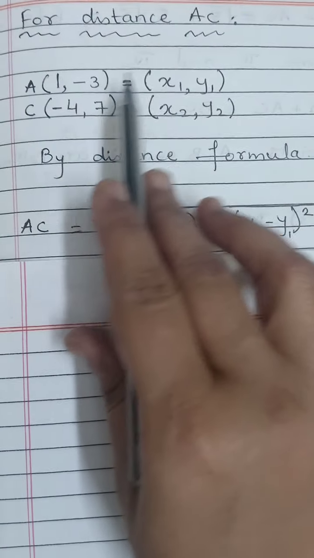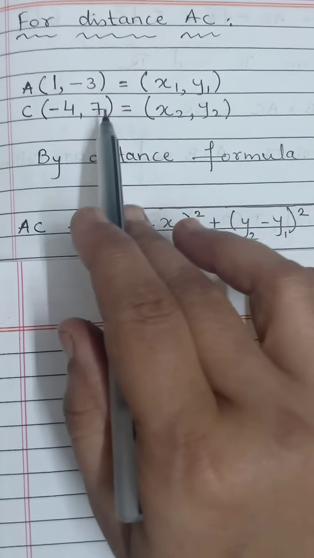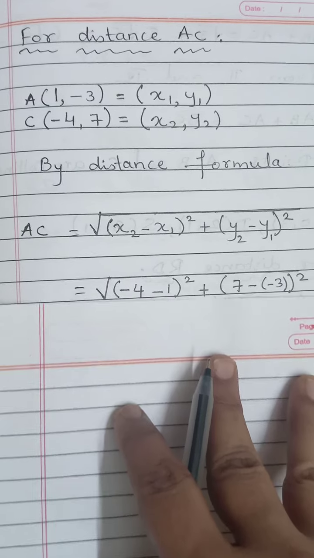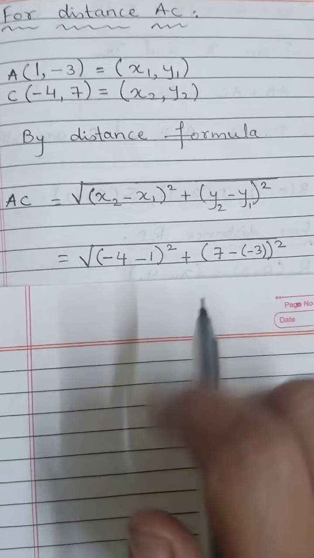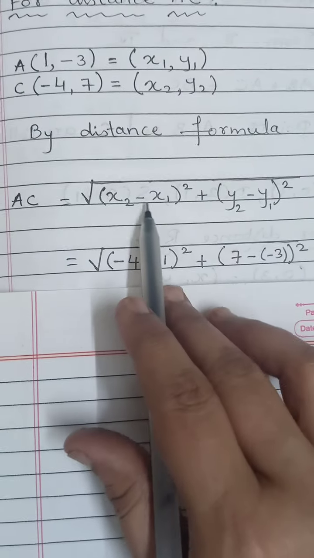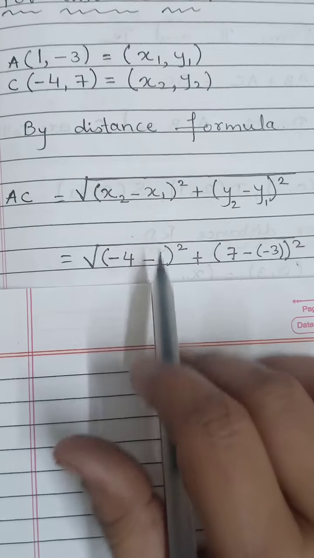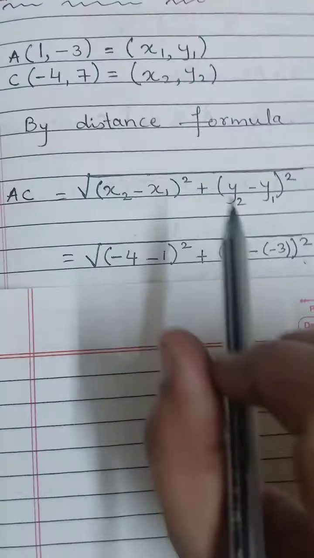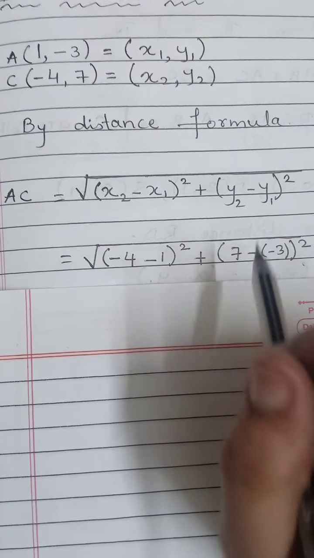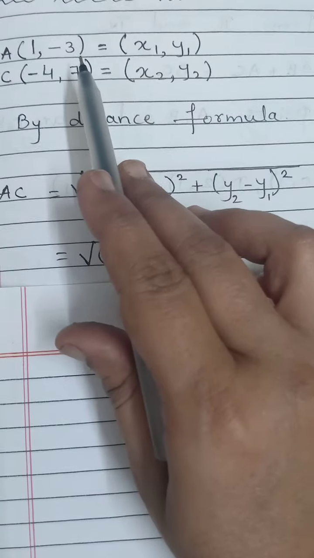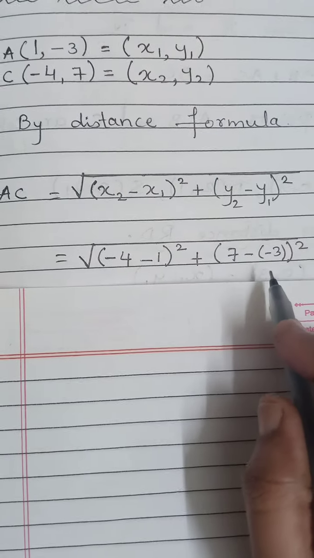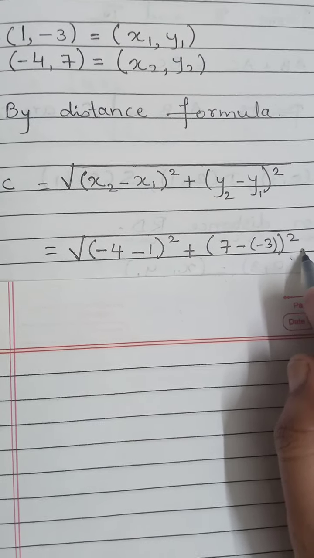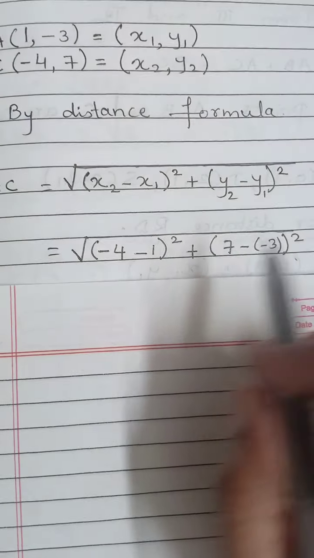So x2 is minus 4, x1 is 1, y2 is 7 and y1 is minus 3. So all these values we are going to apply here. So we have taken the values. So x2 is minus 4, middle minus sign, x1 is 1. Then plus y2 value is 7. So we have taken 7. Then middle minus sign and then y1 value is minus 3. So this minus 3 we have taken in bracket. Then we have taken the square root of it, square of it.